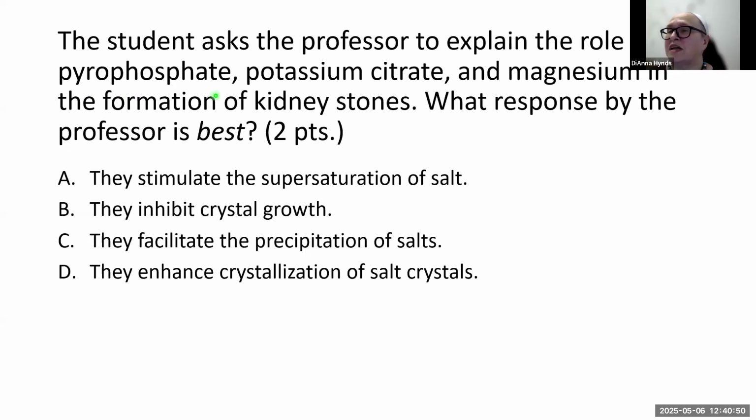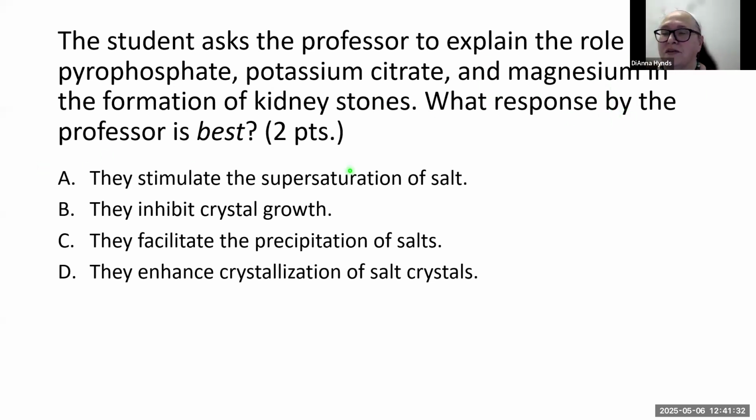And so pyrophosphate is 2 phosphate groups connected. Potassium citrate, that's a salt where the positive ion is potassium, the negative ion is citrate, and magnesium is a metal. And so it's an element and molecule that you can see in the blood. It also is an important cofactor in a lot of things, right? And so it's used for things like stabilizing DNA.